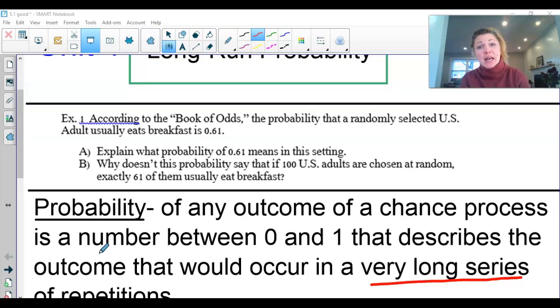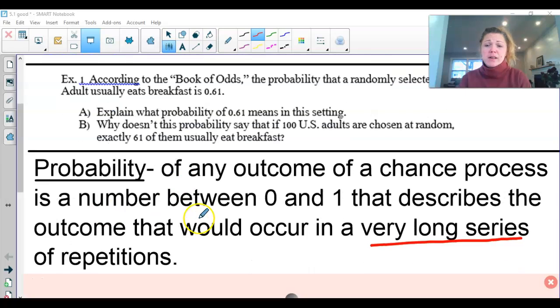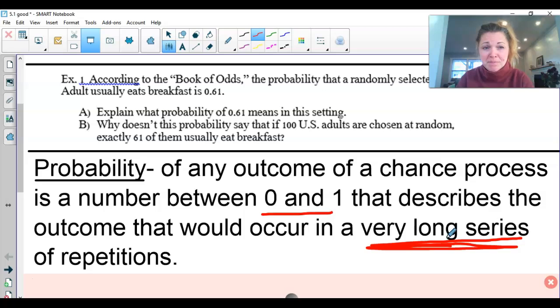And the first thing is we want to just talk about some basics of probability, how we interpret probability, how we can use simulation to estimate probability, and then finally we want to talk about some probability rules today, okay? So the first thing I want you to know is just, what is probability? You don't necessarily need to write down this definition, but there's some important things you need to know from it. A probability of any outcome of a chance process is a number between 0 and 1. That describes the outcome that would occur in a very long series of repetitions. That means we need a large sample size when we're talking about probability, okay?